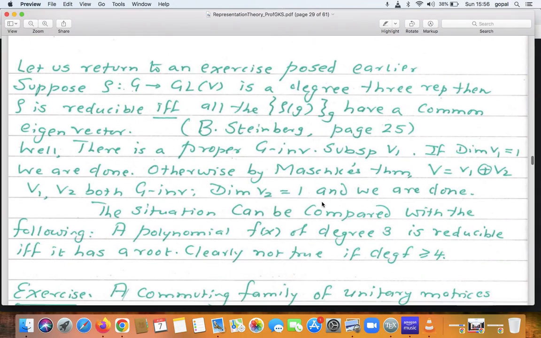So let us return to the exercise posed earlier. Suppose you got a degree 3 representation. Then rho is reducible if and only if all the rho g's have a common eigenvector. Well, there is a proper G invariant subspace, call it V1. If dimension of V1 is 1, then take a non-zero vector in V1 and there will be a common eigenvector for all of them. Otherwise, by Maschke's theorem, we know that V will be V1 direct sum V2. If dimension of V1 is not 1, then the dimension of V1 must be 2. Then dimension of V2 must be 1. Pick a non-zero vector in V2 and we have a common eigenvector. So the theorem is also true for degree 3 representations.